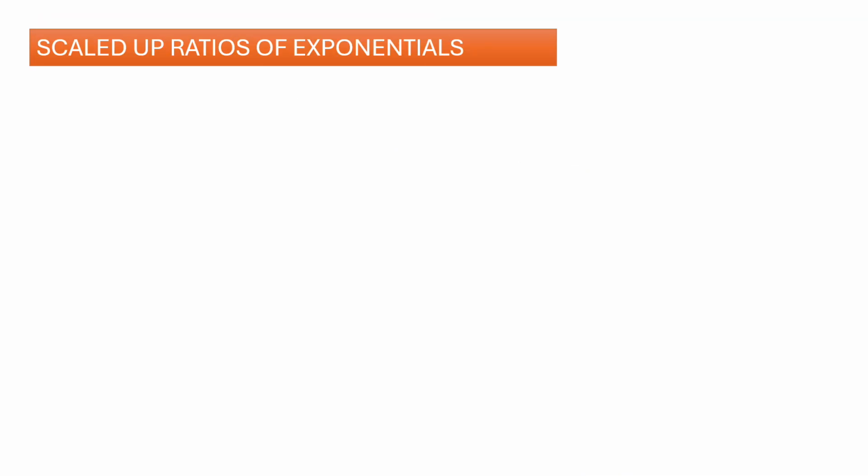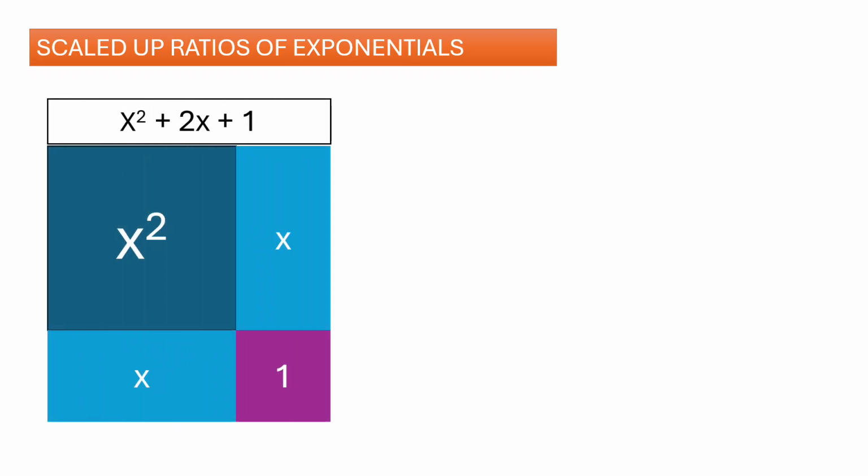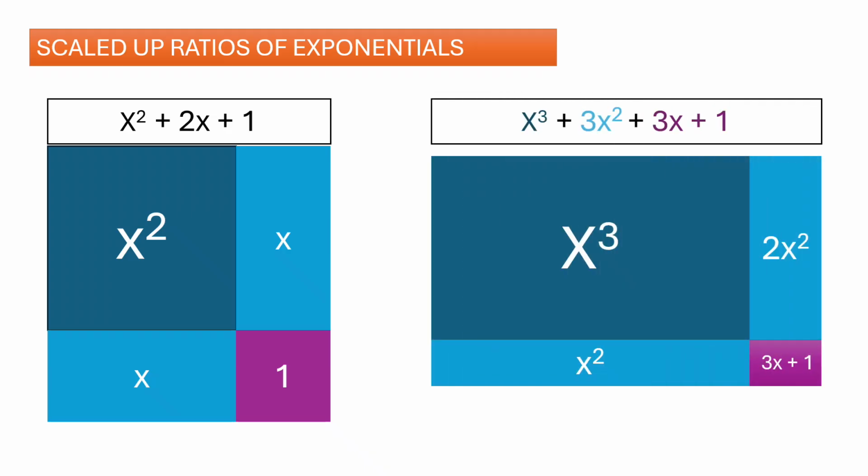Scaled up ratios of exponentials. Let's take a look at some scaled up ratios of exponentials. Let's take a look at x squared plus 2x plus 1. We'll see how this square represents all that it needs to get to the next square number. It has the slope and the additive slope. We can also see the same thing with x to the third power plus 3x squared plus 3x plus 1. We'll see how it has a slope and the additive slopes to get to the next x plus 1 number.